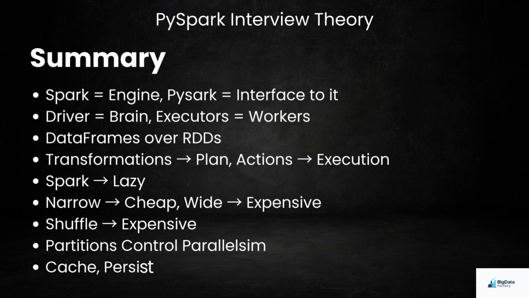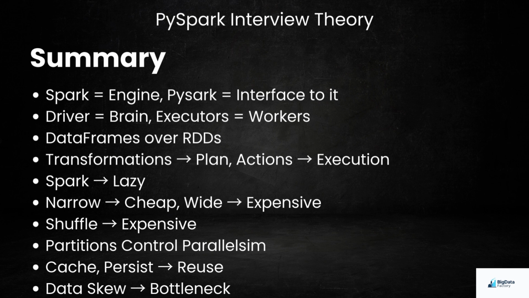Narrow transformations are usually cheap because data stays in place. Wide transformations are expensive because they trigger shuffle. Shuffle is expensive because it moves data across network and disk. And partitions control parallelism. One partition typically equals one task. Cache and persist help when you reuse a data frame, but don't cache blindly. And data skew is when one key dominates and one task becomes the bottleneck. The classic 95% stuck job.